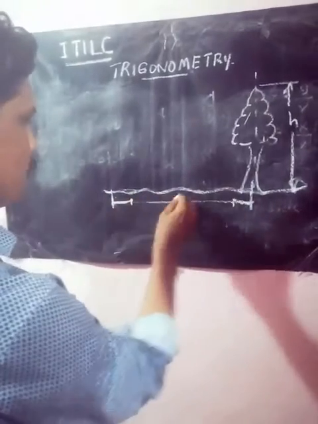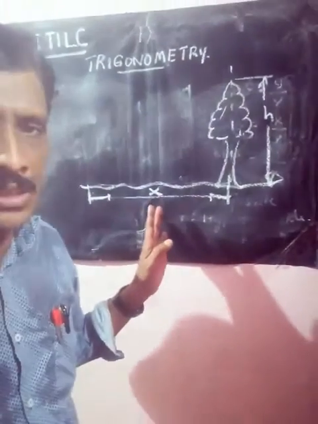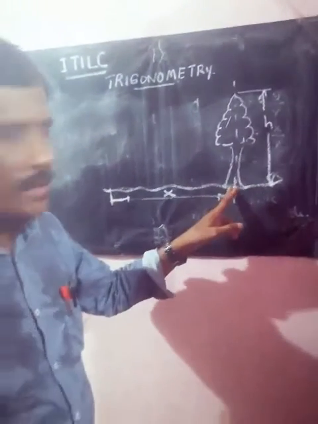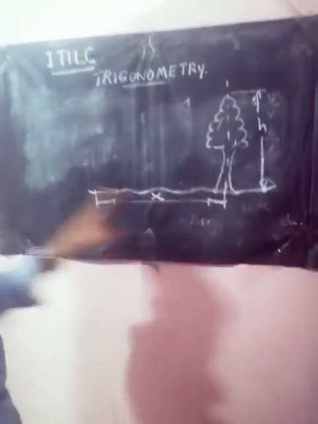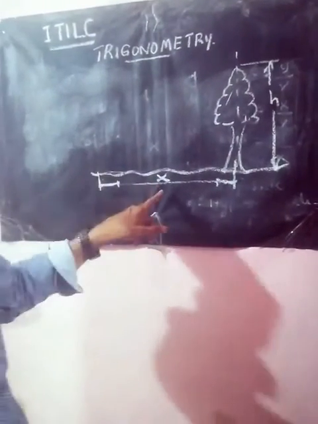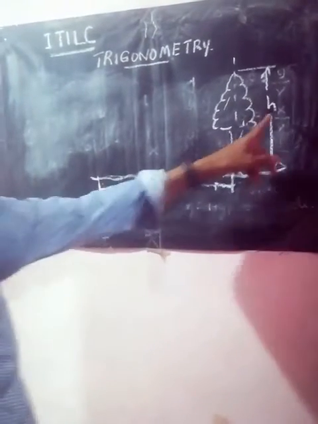This one is the measured distance, supposed to be measured as x, about 5 meters, 10 meters, 20 meters, 15.8 meters, etc. You walk from the foot of the tree along the surface or around the ground. That is represented as x, the adjacent side, and h is the opposite side.